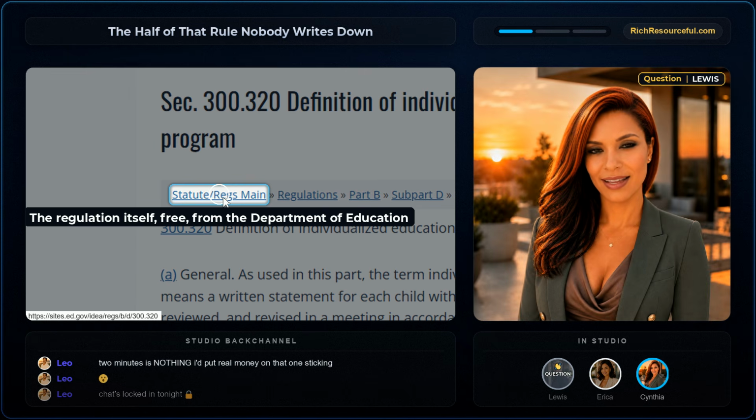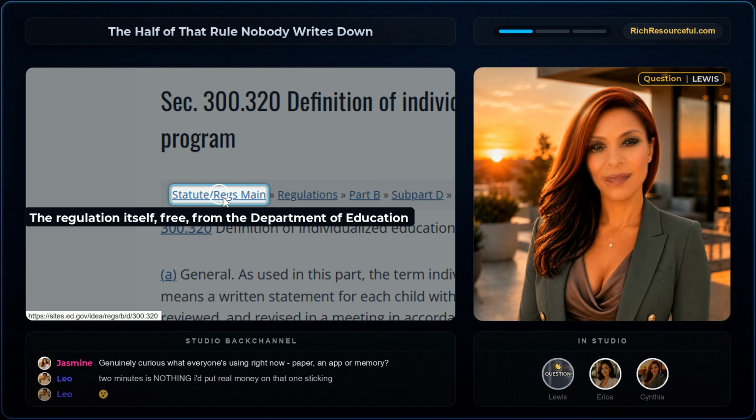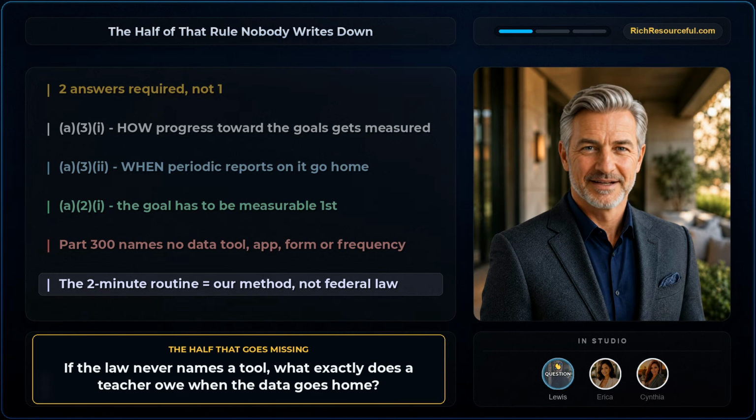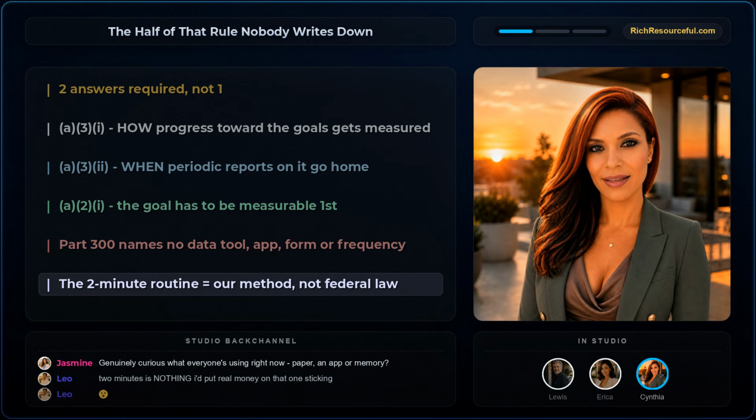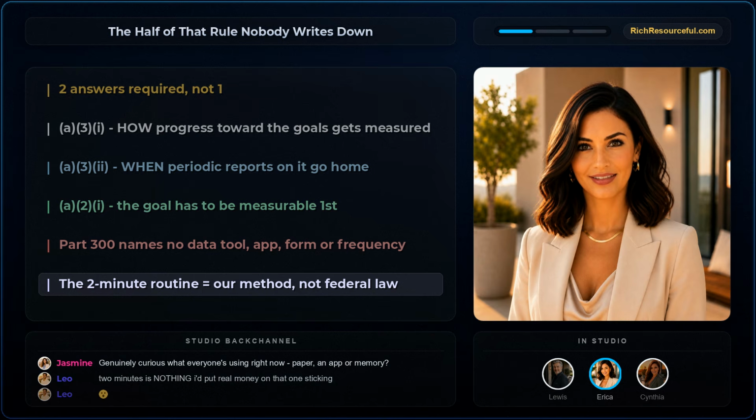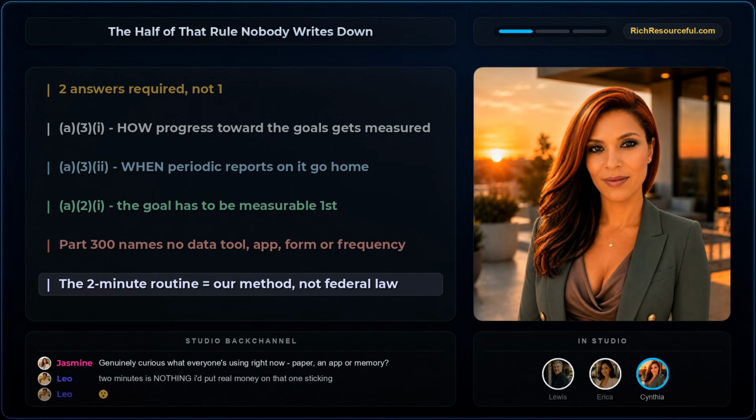Lewis, this next one is the part people get wrong, so put it on the board before we go any further. I'd rather someone else said it, but fine. If the law never names a tool, what exactly does a teacher owe when the data goes home? 2 halves, and one of them is a calendar. Calendars don't negotiate. Calendars keep receipts. Exactly that. And what those 2 minutes actually buy you is stranger than it sounds.